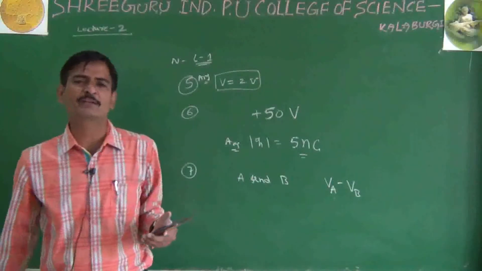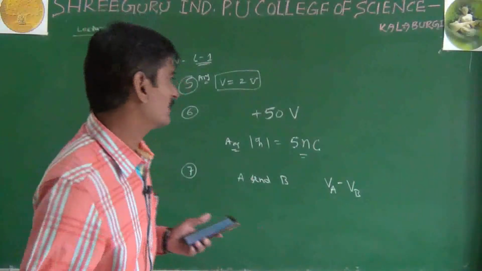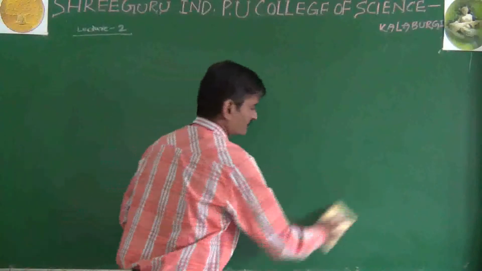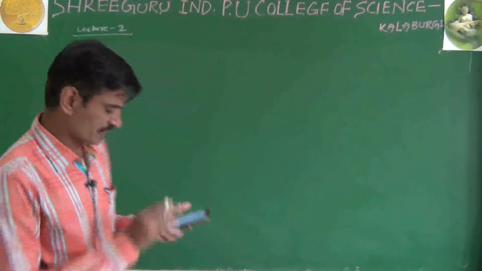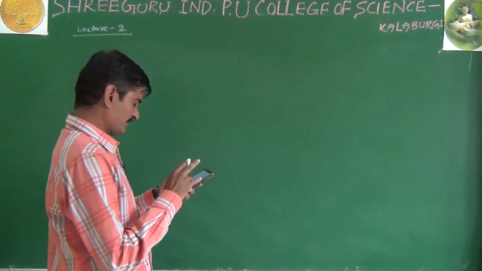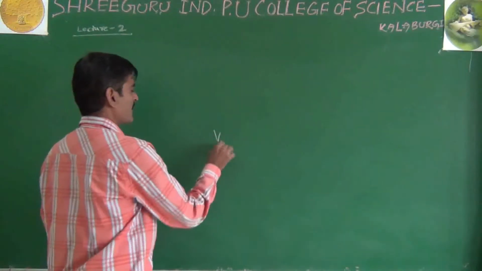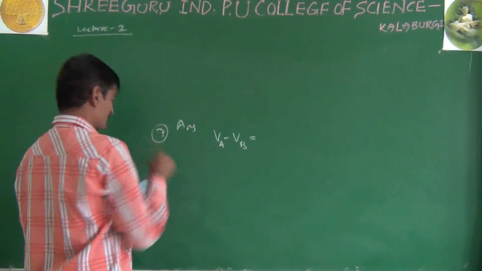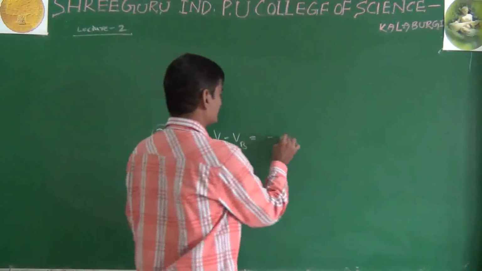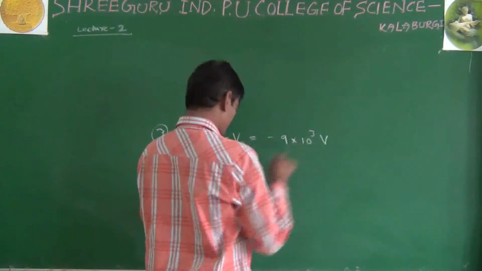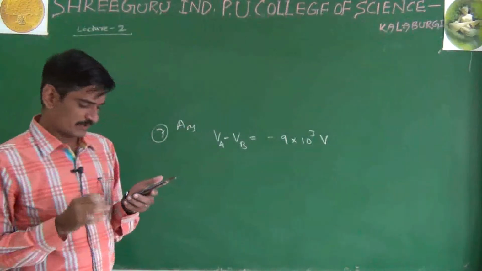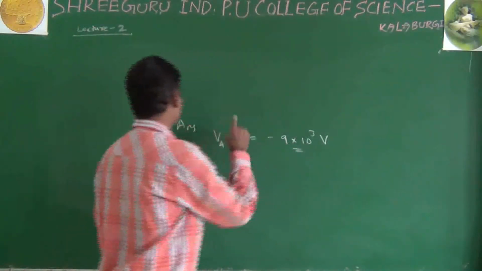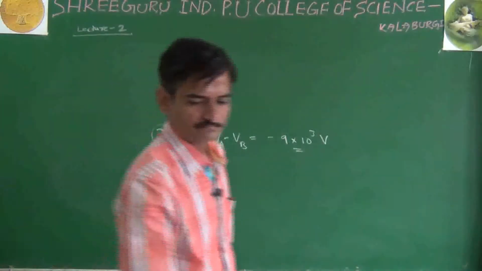All these are very simple questions. We don't need to worry much. Very simple, so you solve it. The answer for this seventh one, that is VA minus VB, comes out to be minus 9 into 10 to the power 3 volt. This is the answer for the last question, question number 7.